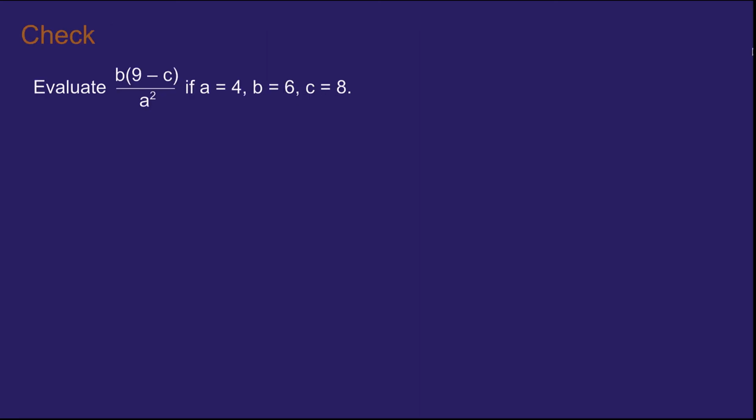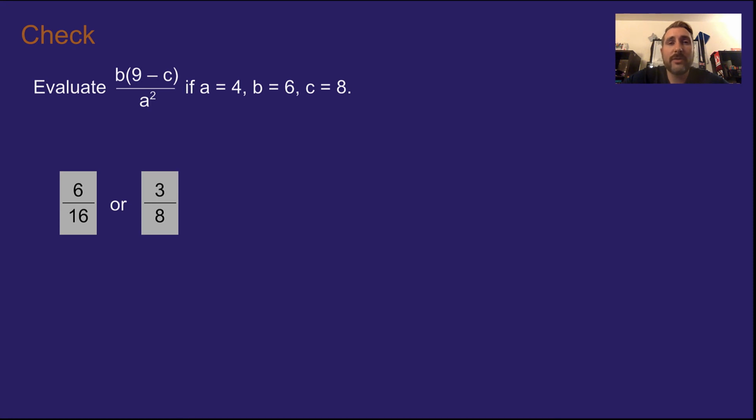Check your understanding of substituting in values and evaluating. Pause the video and complete the check. Check your answer. You should have gotten 3 over 8. If you got 6 over 16, then you substituted your numbers in correctly and evaluated correctly. But remember, when our answers are fractions, you want to reduce it to lowest terms. If you changed it into a decimal, then your decimal would be 0.375.